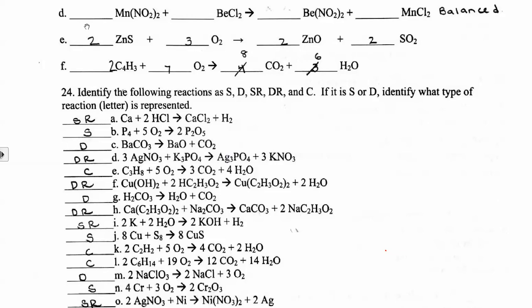Now I've got 2 zincs, so I got a 2 here. And I've got S there, so I need 2 S's there, so I need to put a 2 in front of this. And then I've got a total of 4 plus 2 O's, so that's a total of 6. And now I'm balanced. Okay.